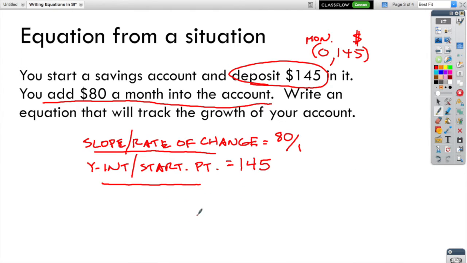Which means our equation, y = mx + b, would look like this: y = 80/1, or if we just want to change it back to 80, that's fine, times x, because our rate of change or slope always goes next to x. And then our starting point was the initial $145 we put in the bank. This would help us keep track of the growth of our account: $145 initially invested and $80 times the number of months that have passed gives me a grand total, which would be y. All right, so this is another way we use linear equations in slope-intercept form, in real-world situations where they give us this information.